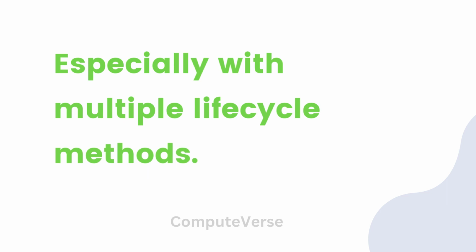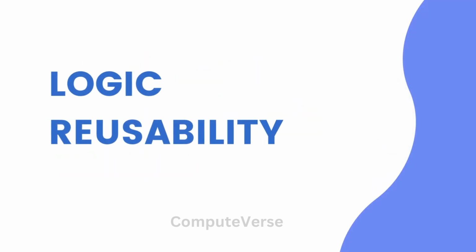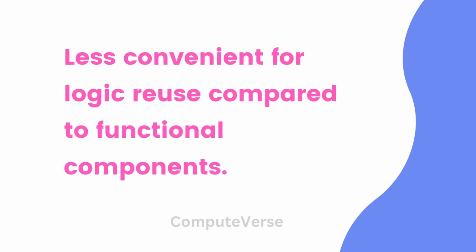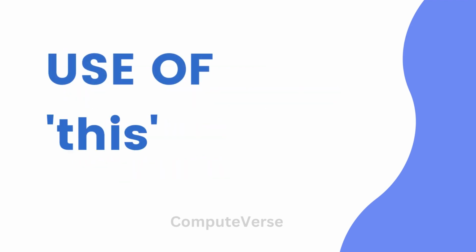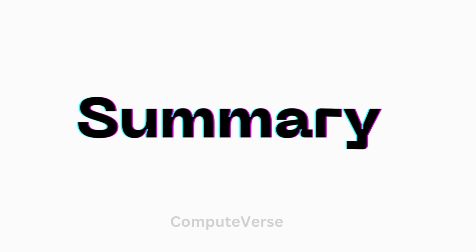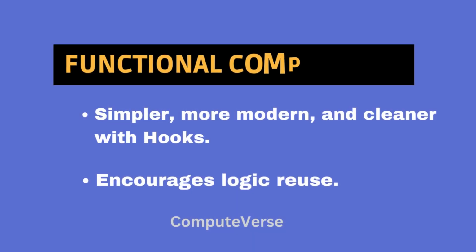Logic reusability. They are less convenient for logic reuse compared to functional components. Use of this. The this keyword is used for accessing class properties and methods. In summary, functional components are simpler, more modern, and promote cleaner code with the introduction of hooks.